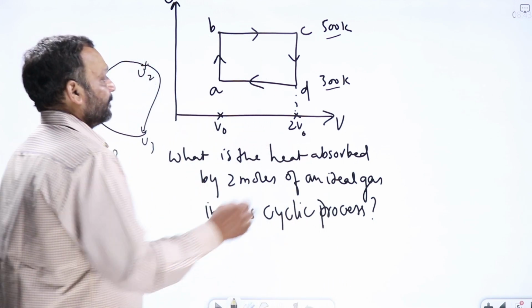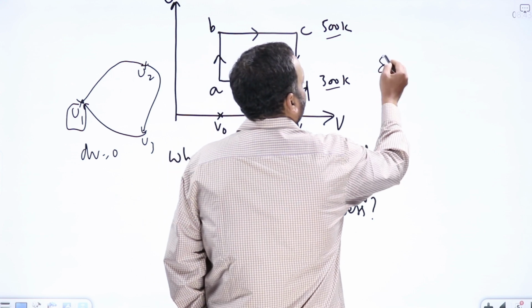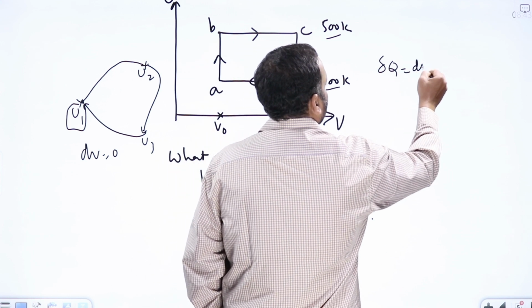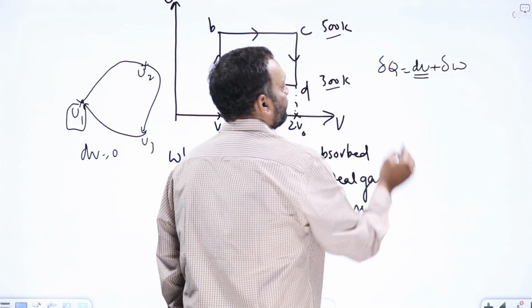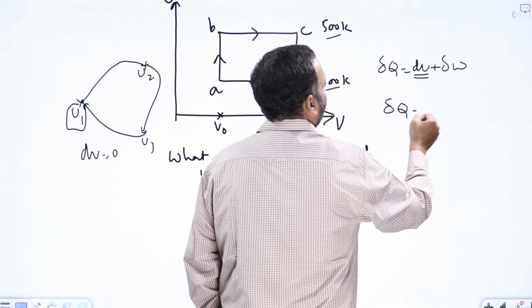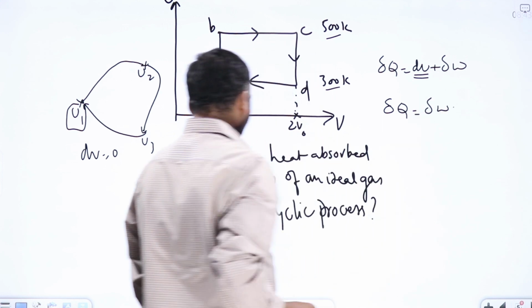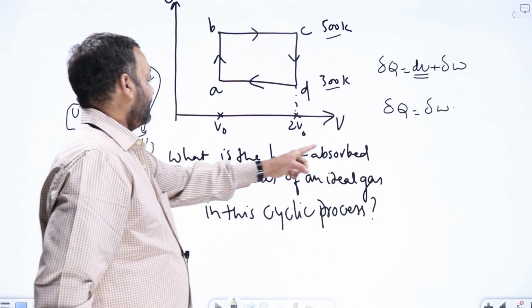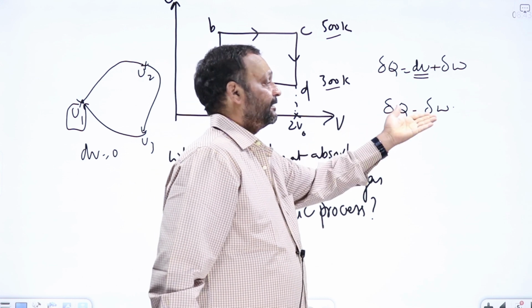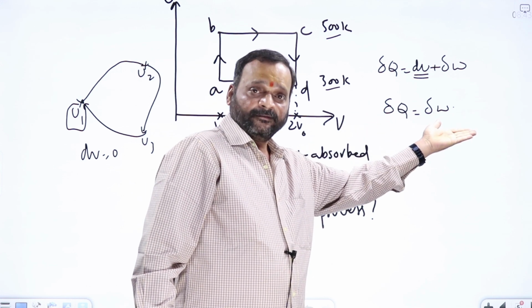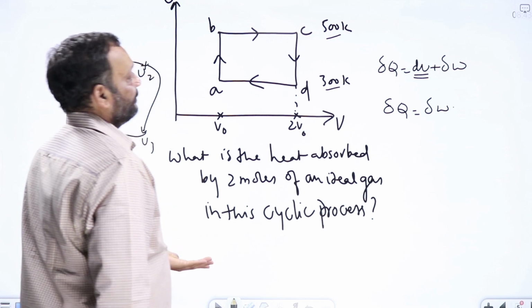So the first law of thermodynamics says what? Delta Q equal to dU plus delta W. Change in internal energy dU is equal to 0, so delta Q equal to delta W. The question is, what is the heat absorbed by 2 moles of an ideal gas? Heat absorbed by 2 moles of an ideal gas is nothing but the external work done in that process. Now what is the external work done in the process?